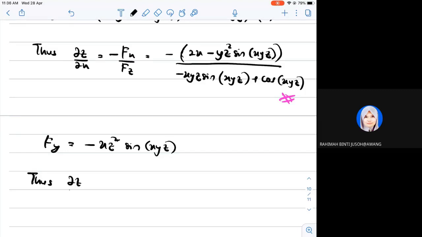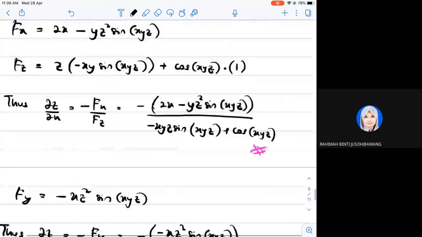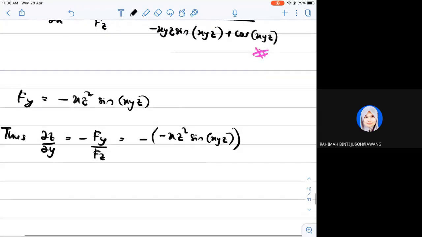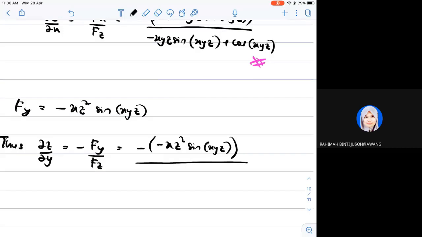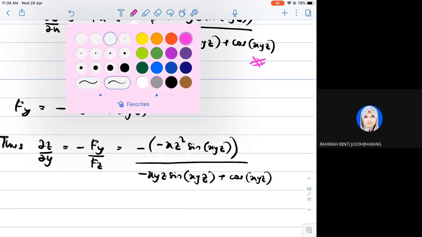Thus, del Z over del Y, negatif Fy divides by Fz. So, sama dengan negatif jadi negatif positif lah. XZ squared sin XYZ bahagi dengan Fz tadi tu. So, samalah dengan yang atas, negatif XYZ sin XYZ tambah cos XYZ. Okay, so that's it. That's the answer.